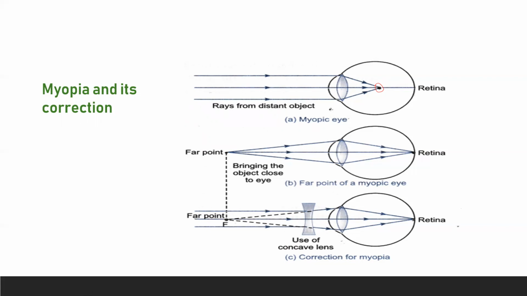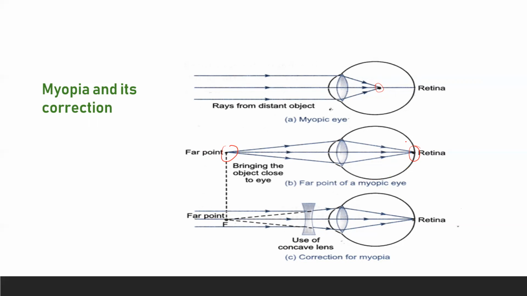But in this case, the far point is just a little bit closer than infinity. This is a myopic eye, right? So you are getting that image on the retina. Clear? But how do we correct it?